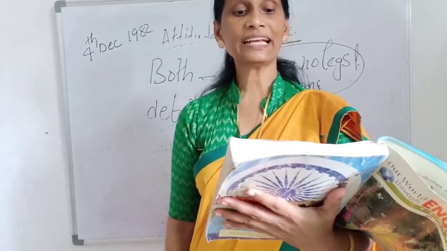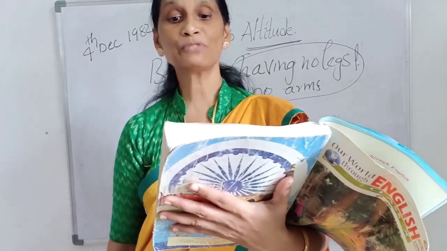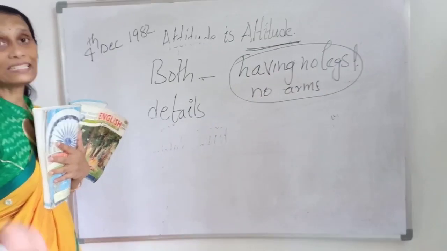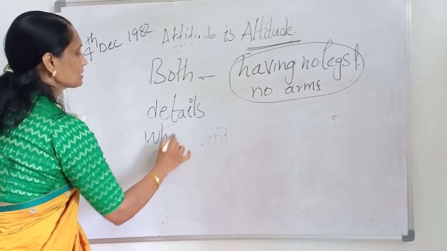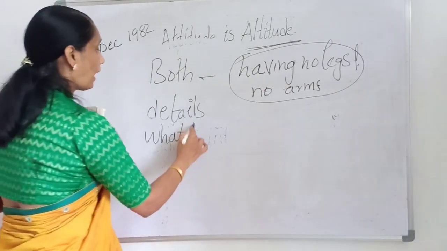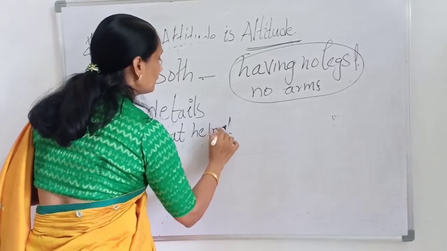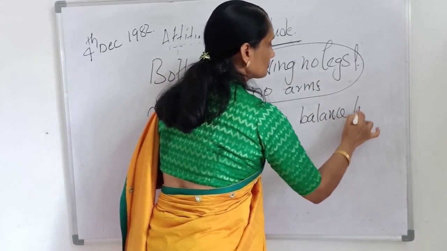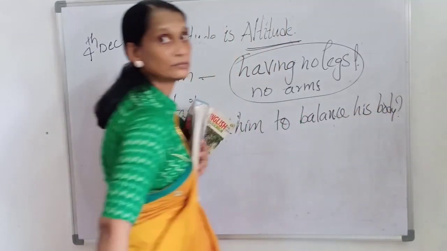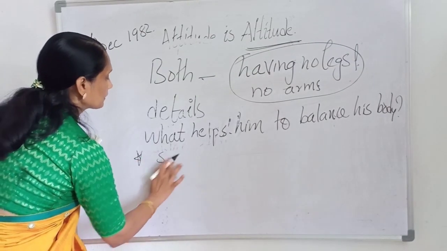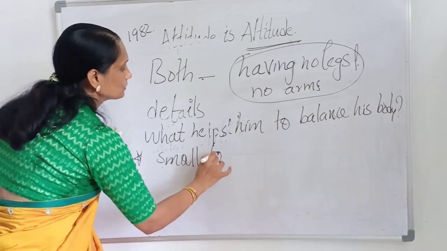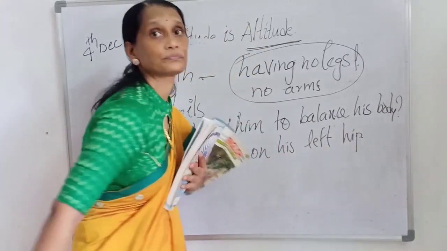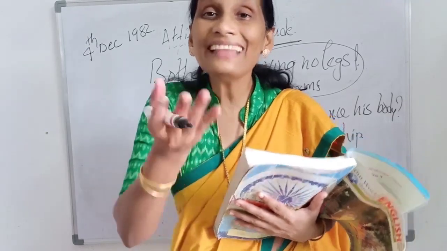Okay. Third paragraph. Nick has a small foot on his left hip, which helps him balance and enables him to kick. What helped him to balance and kick? What helps him to kick? These questions are all important. The comprehension set will ask what helps him to balance his body, or enables him to kick. That is a small foot on his left hip. With that he is able to do all this.